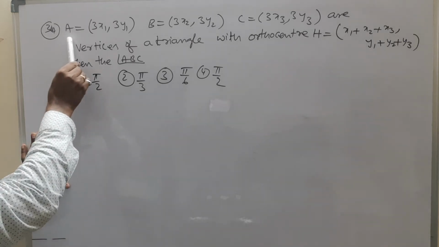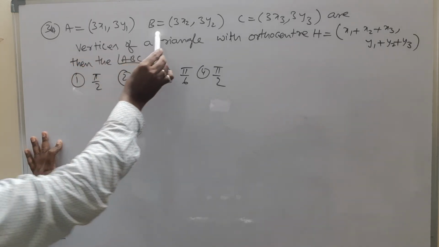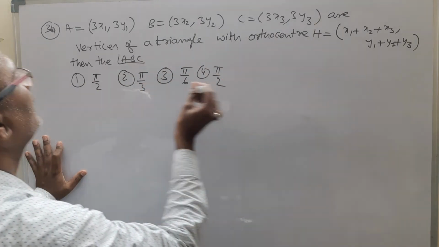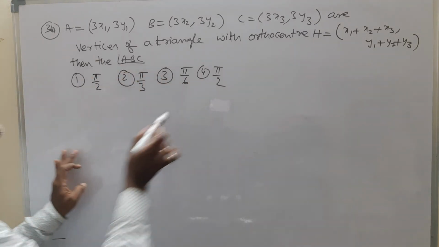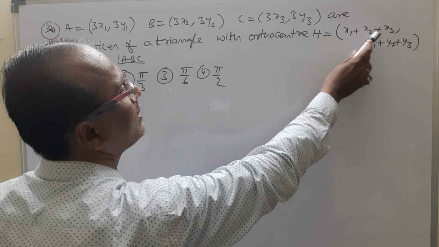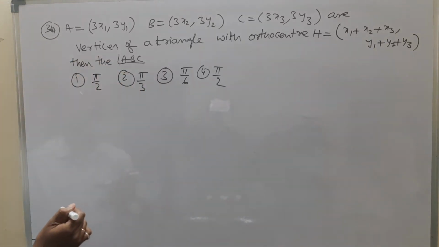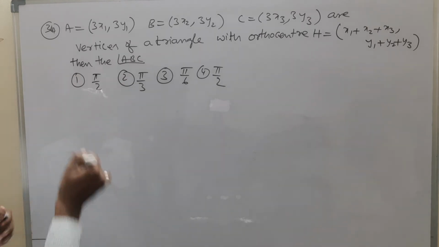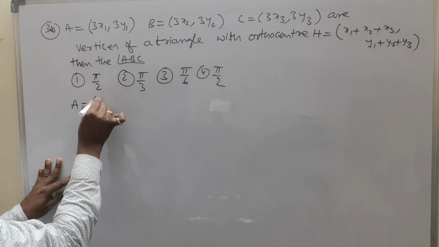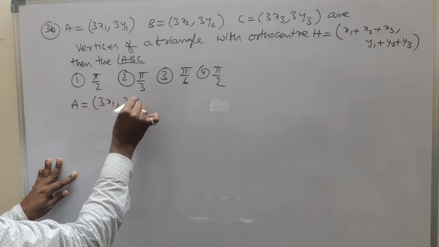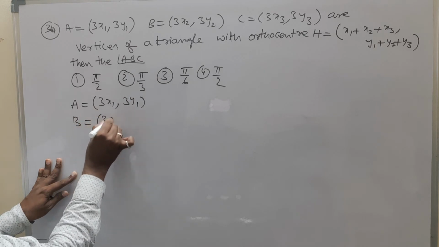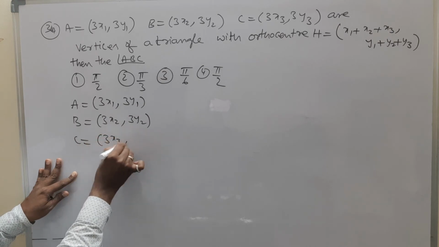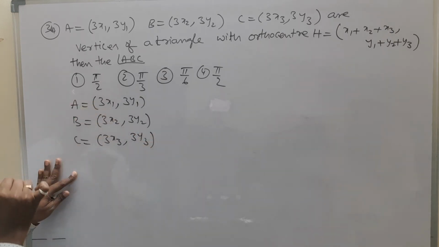Question number 34. Capital A (3x1, 3y1), capital B equal to (3x2, 3y2), capital C equal to (3x3, 3y3) are the vertices of a triangle with orthocenter H equal to (x1 plus x2 plus x3, y1 plus y2 plus y3). Then the angle ABC. Here the four options are given. In a triangle, 3 vertices are given: A (3x1, 3y1), B (3x2, 3y2), C (3x3, 3y3). These are the vertices of the triangle ABC.